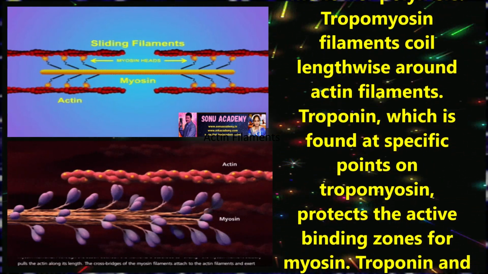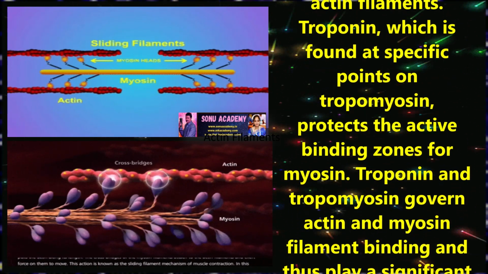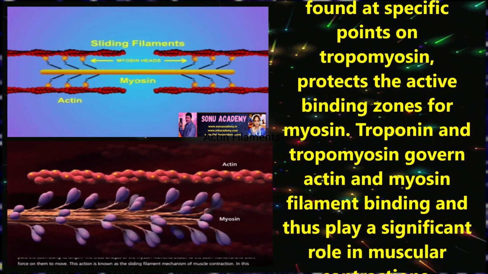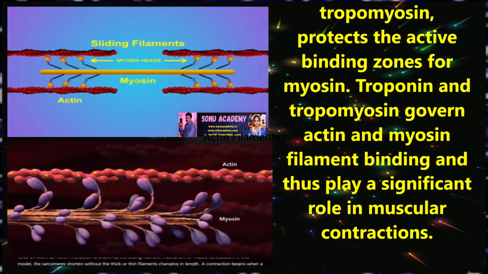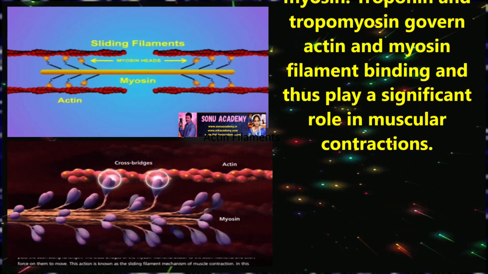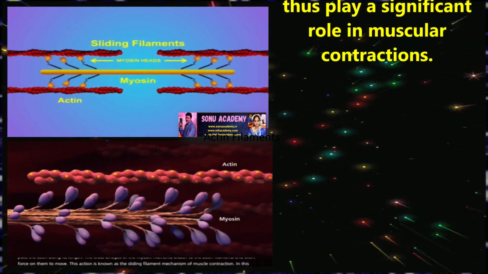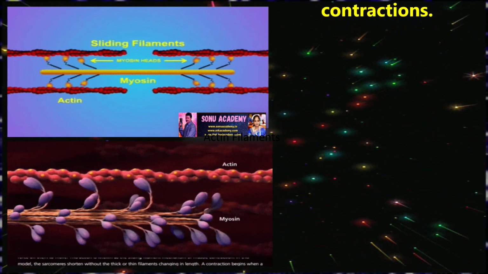Tropomyosin filaments coil lengthwise around actin filaments. Troponin, which is found at specific points on tropomyosin, protects the active binding sites for myosin. Troponin and tropomyosin govern actin and myosin filament binding, and they play a significant role in muscular contraction.